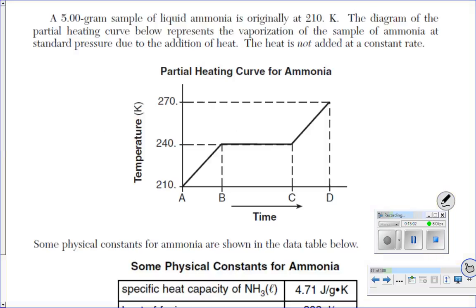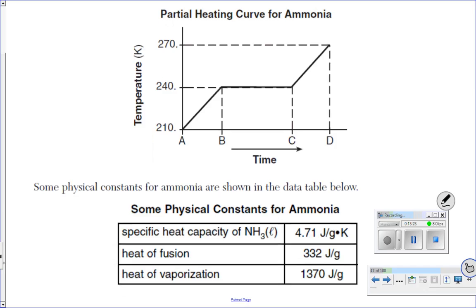This is the old regents question I was thinking about. We have a 5-gram sample of liquid ammonia, originally at a temperature of 210 K. The diagram of the partial heating curve below shows the vaporization of the sample of ammonia at standard pressure due to the addition of heat. The heat is not added at a constant rate. So what you have to attend to here is the fact that we have different physical properties. Although this is kind of close to water, these are different physical properties than what you see for liquid water.